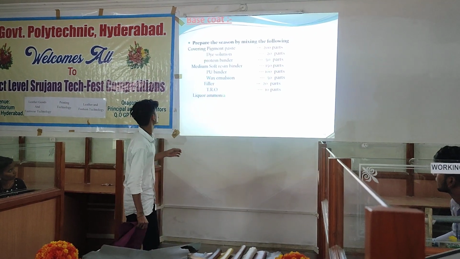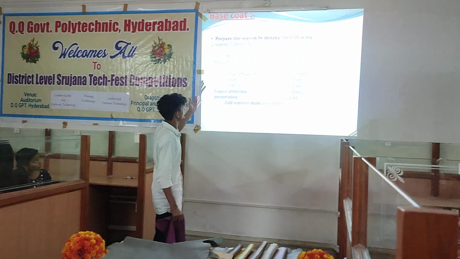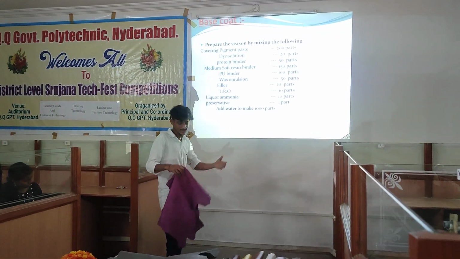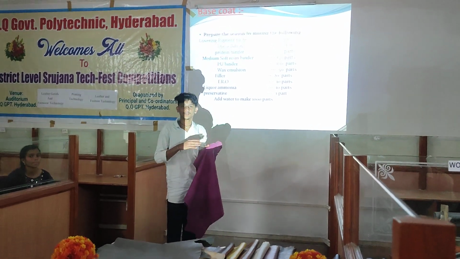Next, base coat. The base coat mixture is prepared using these chemicals. These chemicals are used for making the base coat. Base coat is applied to the grain side to cover the defects of the grain.